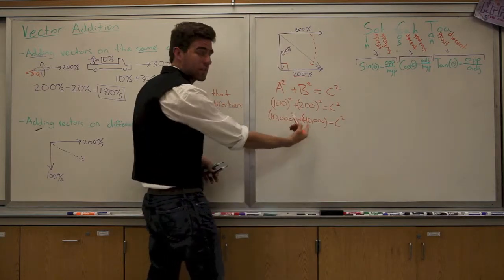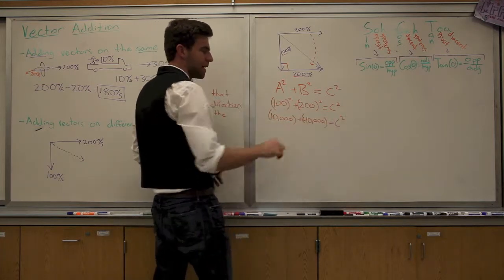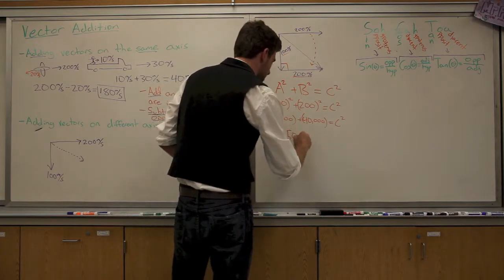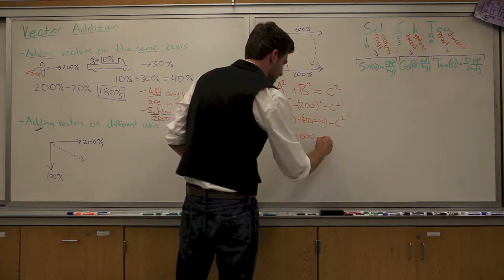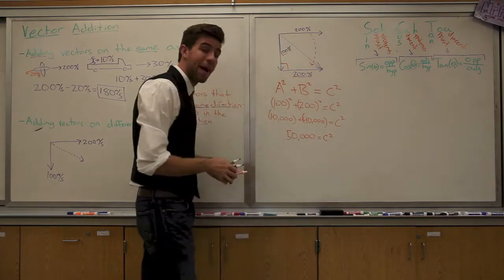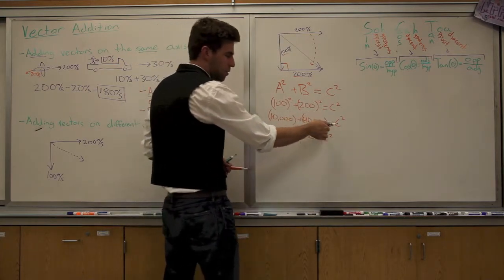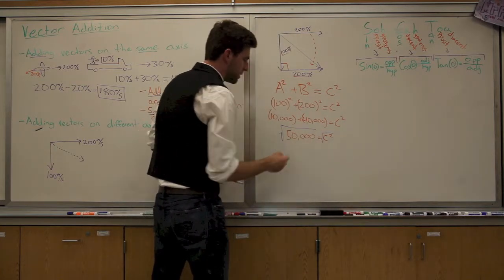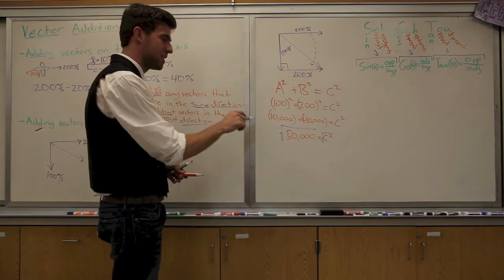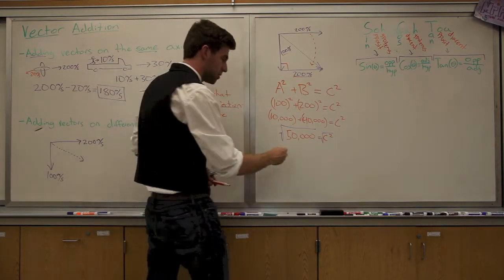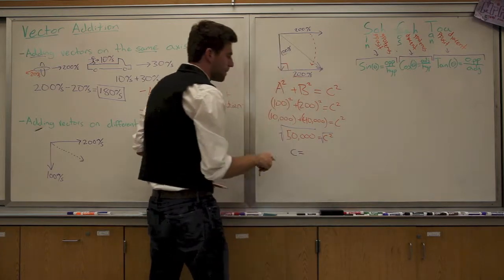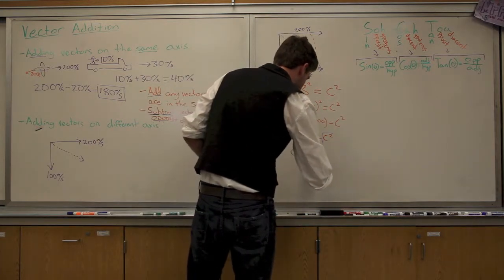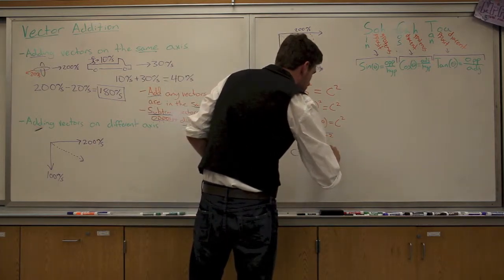Now if we add these two together to try and solve, we want to get c by itself, not c squared, but c by itself. We're going to end up with 50,000 is equal to c squared. Now we have to think back again. When we have c squared, how do we undo a squared? We need a square root. So take the square root of both sides to get c squared, turn it back into c, so we have c by itself. It turns out that the square root of 50,000 is 223.6. We're just going to say 224.